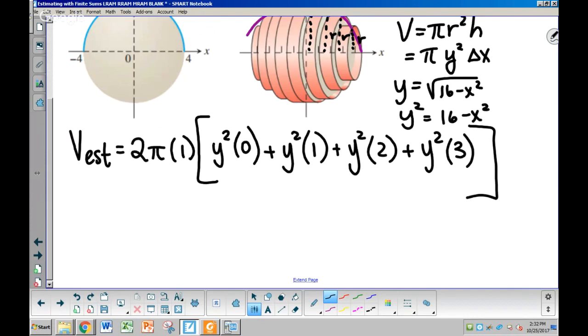So can somebody with an 89 do this for me? Go to y equals in your calculator and type in 16 minus x squared. Once you do that, you're going to go to the home screen, and then you're going to go 2 pi times parentheses, or you can use brackets, whatever you want to do. Then y1 of 0 plus y1 of 1, because y1 is where you stuck your function. y1 of 0, y1 of 1.